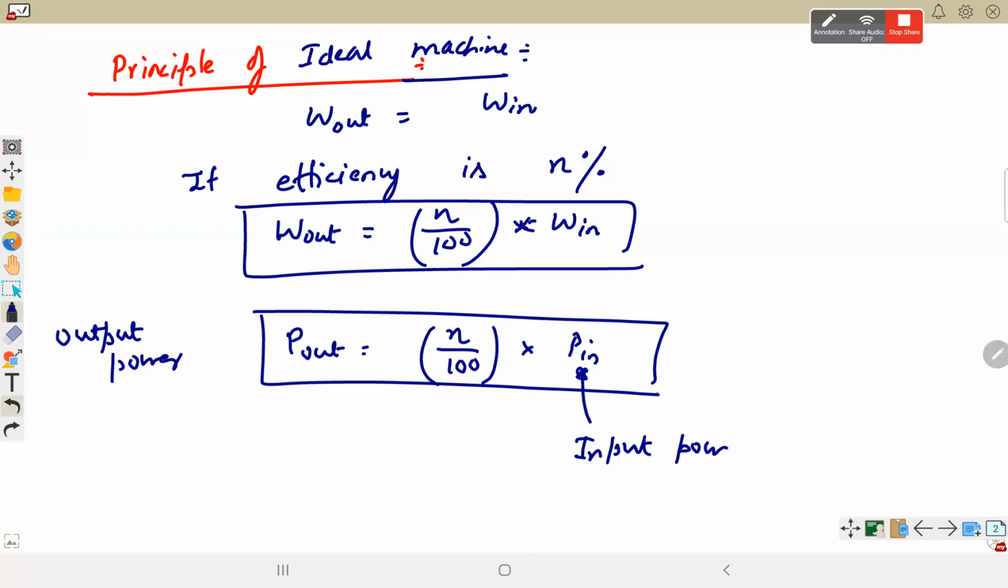This is input power, right? Efficiency cannot be 100%. Why? What is the reason? Sir, because the moving parts are not perfectly smooth and the string or the wire is not perfectly elastic, plus the moving masses like the pulleys have some weight, so we have to apply extra force.